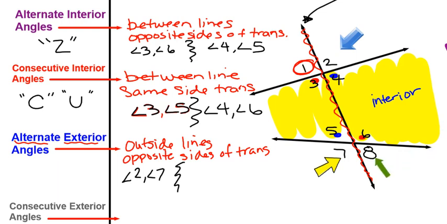And that would be this guy down here, angle 8. Angle 1 and angle 8. Those are my alternate exterior angles. All right, let me get this cleaned up here a little bit.